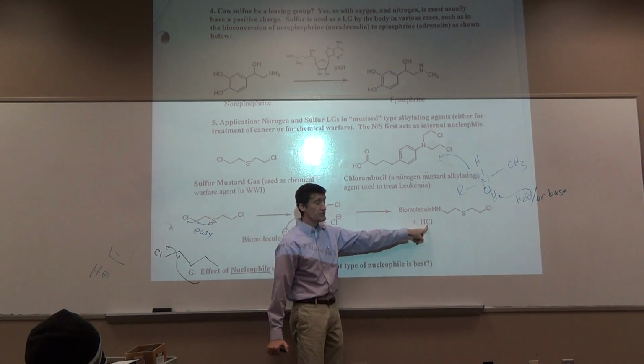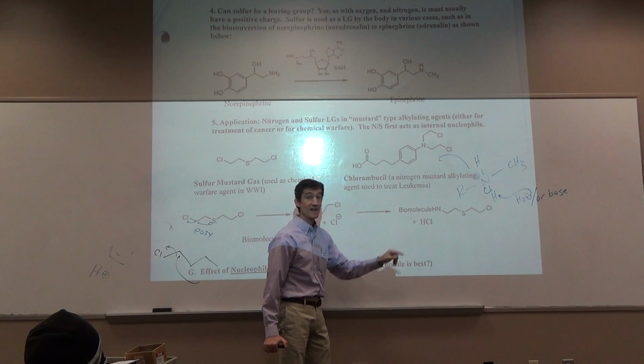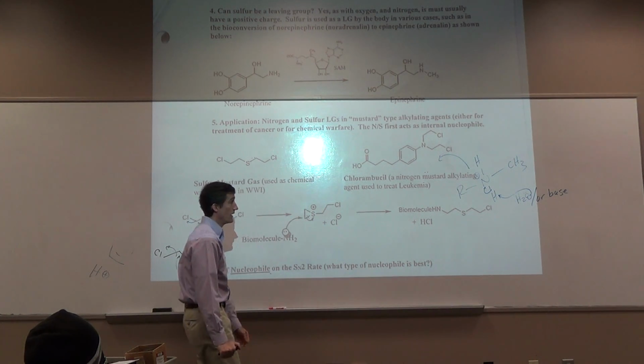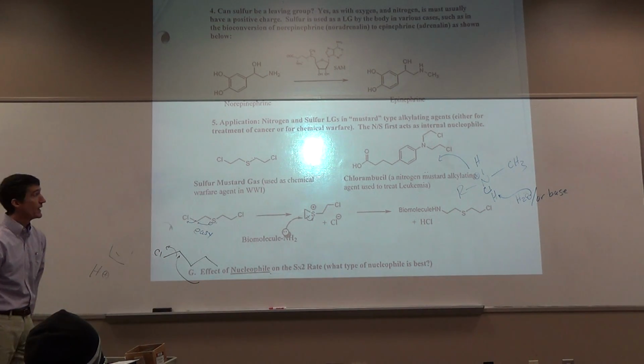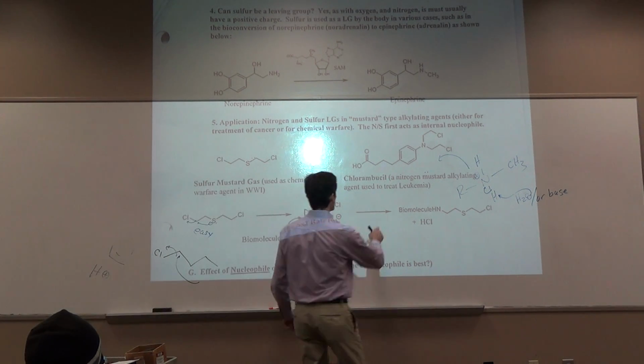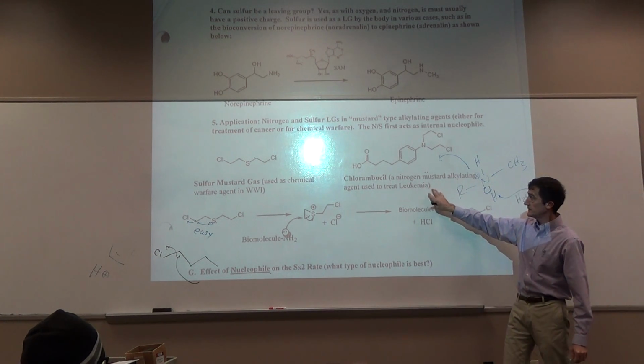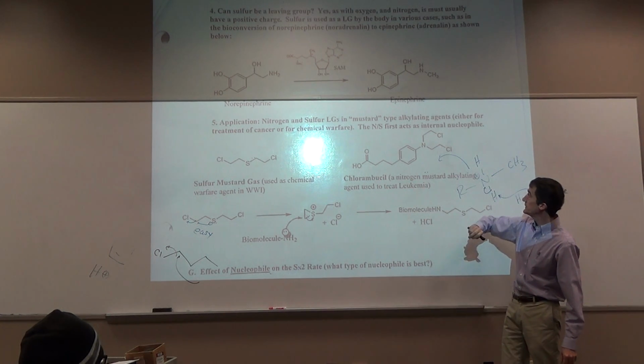You also produce HCl, which causes a lot of problems if you start producing a lot of that in your lungs. So it's a double whammy. Sometimes these things can be used for benefit. For example, nitrogen mustards are actually used to treat cancer in a lot of cases. Chlorambucil is used to treat leukemia.